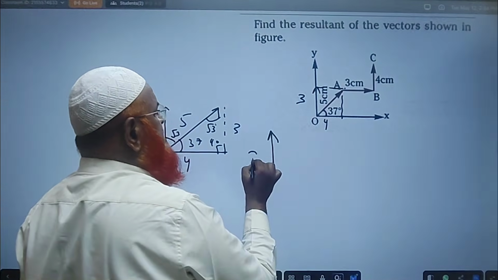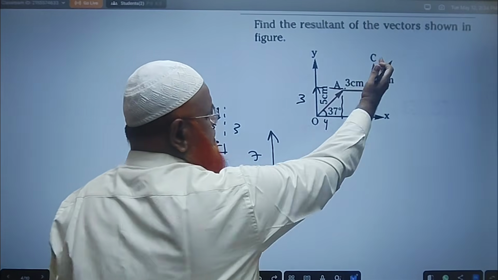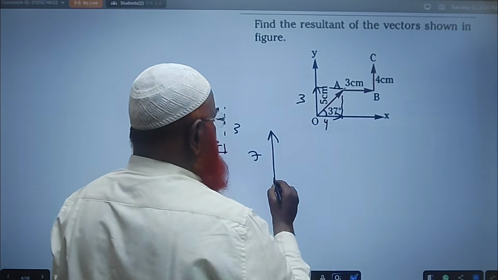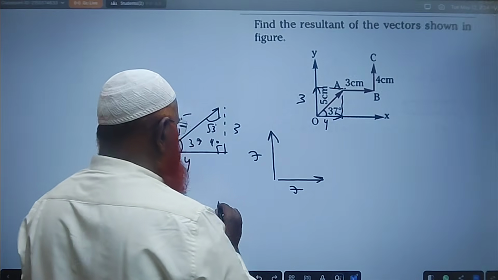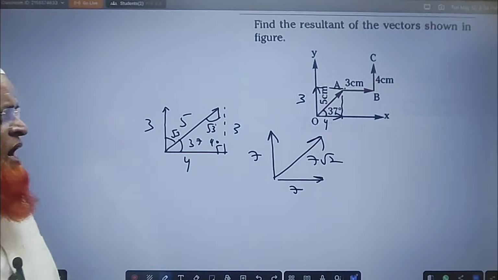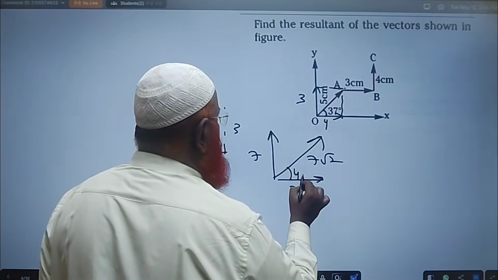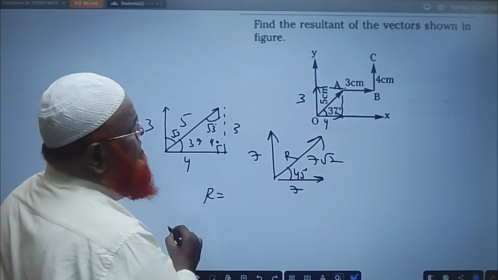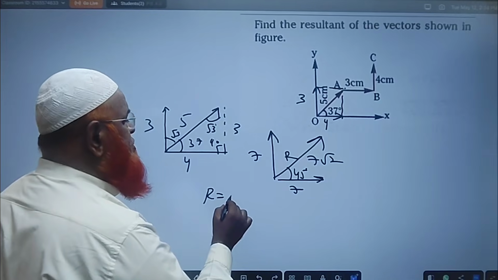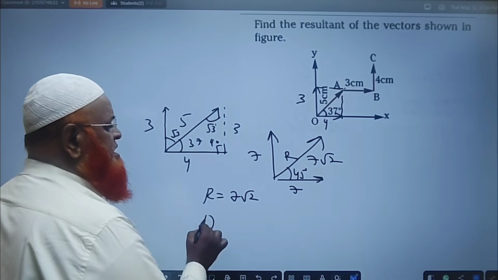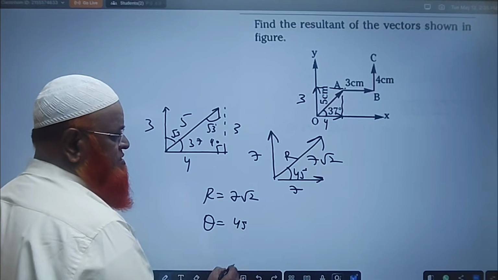So totally this is going to be 7, this 3, this 4. Is it okay? And in this direction, 4 is there and 3 is there. This is going to be 7. So your resultant is how much? Your resultant is 7 root 2. 7 root 2. And what is the direction of the resultant? 45 degrees. This is the resultant, no? So the resultant he is asking, okay? The resultant of the two vectors is going to be 7 root 2, and the direction of the resultant theta is going to be 45 degrees.